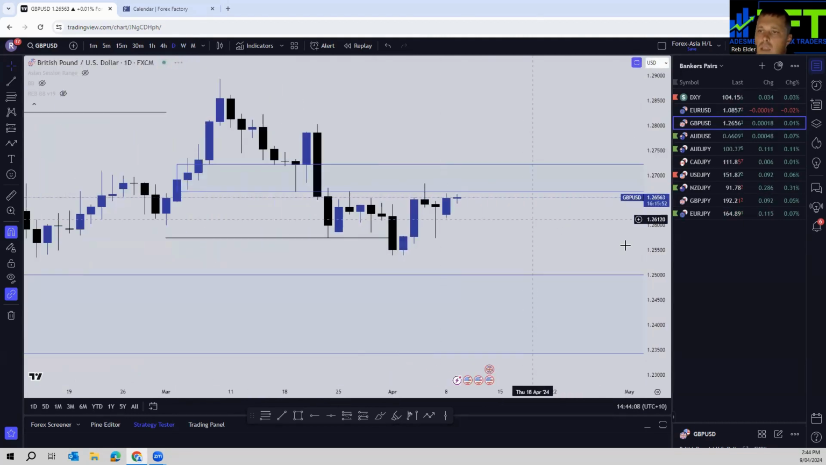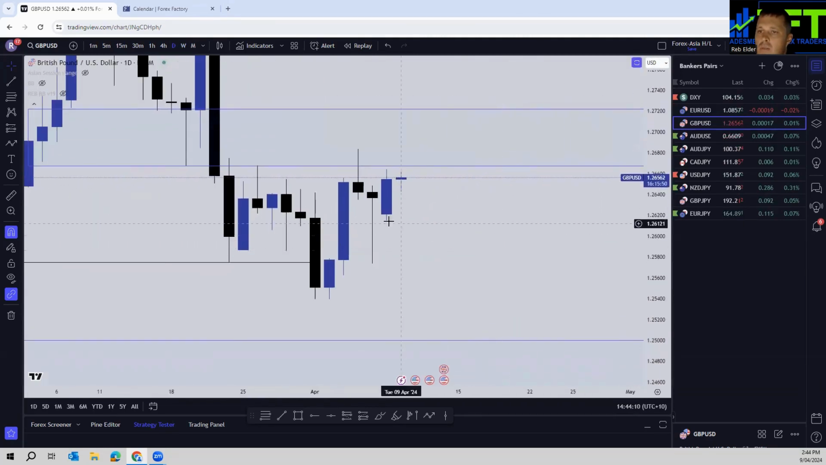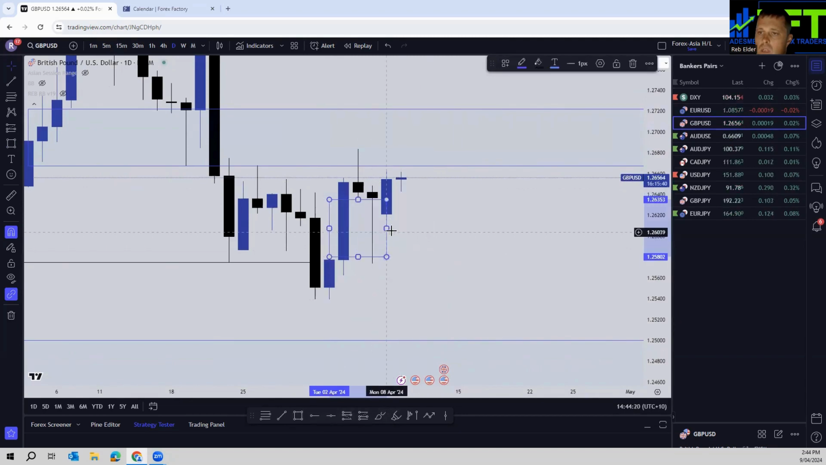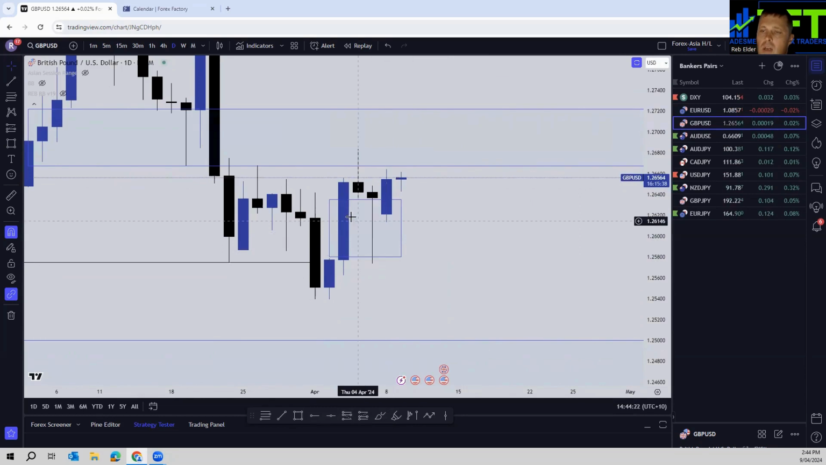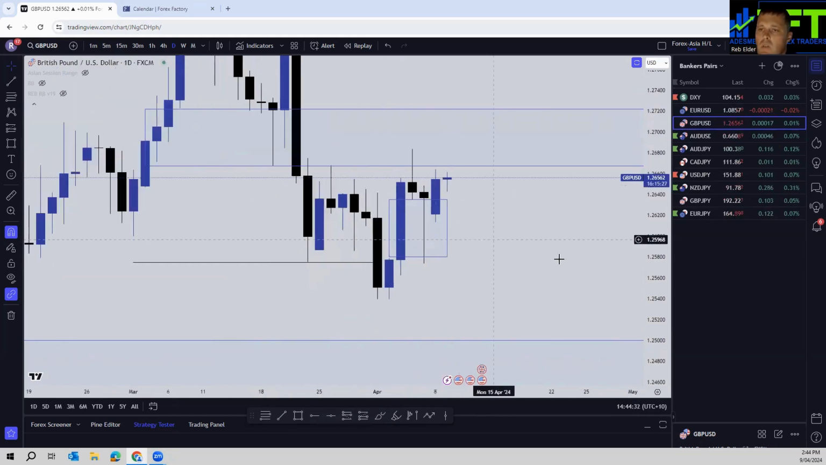Coming down to the daily time frame, we did have some daily imbalance, which was here. Daily imbalance, which was there. So we did push up into that area, came down, filled that daily imbalance perfectly, and now we are pushing back up. So like Euro, we are a little bit more bullish than bearish here at the moment.